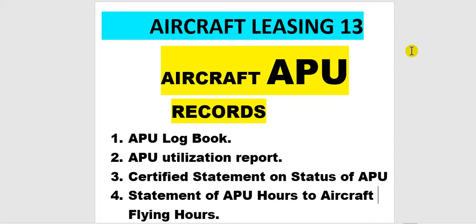In this video, I will continue the aircraft leasing records, part 13, for the aircraft APU records. APU is the auxiliary power unit, which gives you electric power and pneumatic power. But at a certain altitude limit, it will give you electric power only.